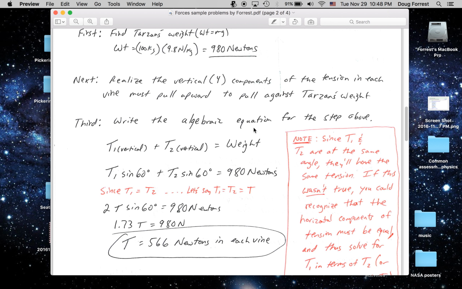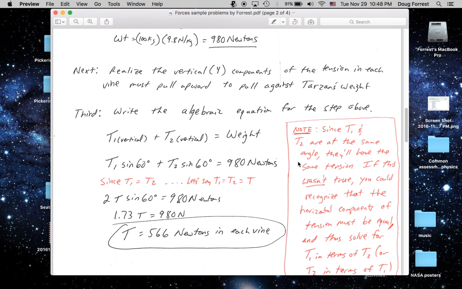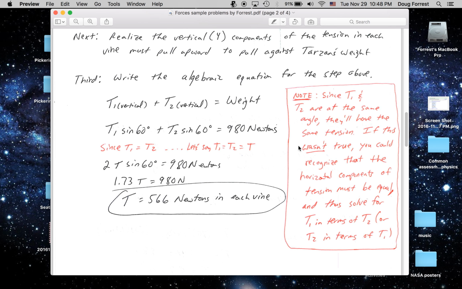So algebraically, I'm going to write that. T1 vertical plus T2 vertical equals weight. So I could say T1, tension 1 sine 60 degrees plus tension 2 sine 60 is equal to 980 newtons. But since T1 and T2 are at the same angle, we'll have the same tension. If it wasn't true, you may have to do a substitution of one variable into another, but we don't have to do that this time. So this time we can say T1 equals T2 equals T. So essentially T sine 60 plus T sine 60, or 2T times sine 60 degrees, is equal to 980 newtons. That gives me a tension of 566 newtons in each vine.